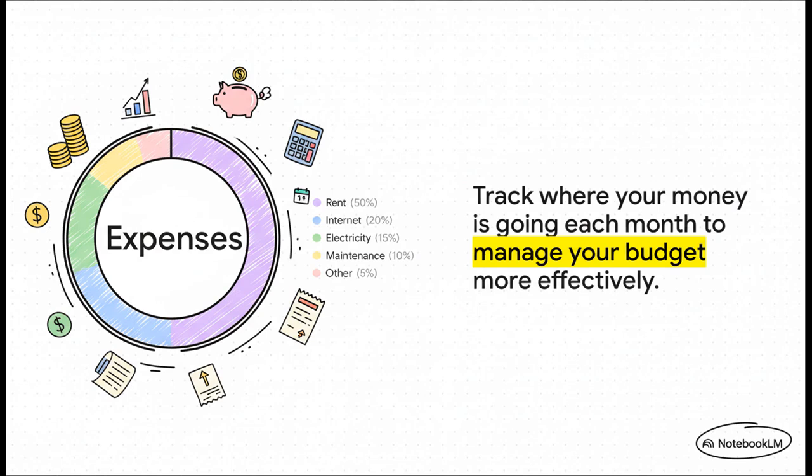And hey, it's not just about the money coming in, you got to track your costs. The monthly expenses feature lets you log every single cost, from rent and internet bills to random maintenance stuff. The app then turns that data into this really simple visual so you can clearly see where your money is actually going each month. It makes managing your budget so much easier.